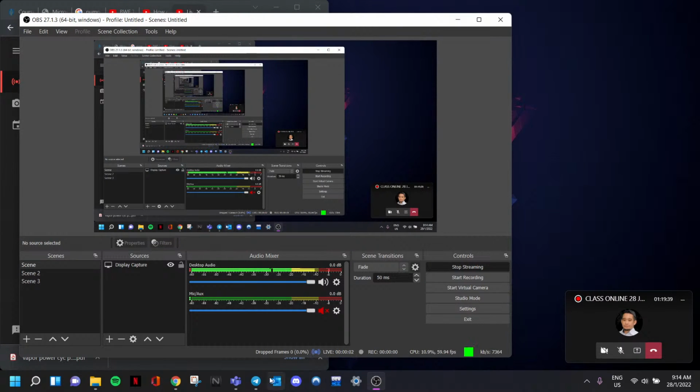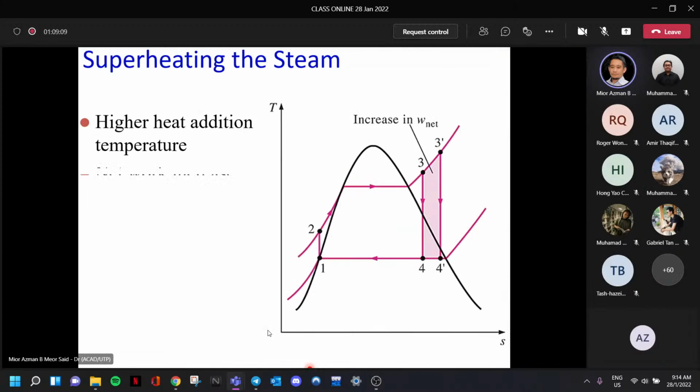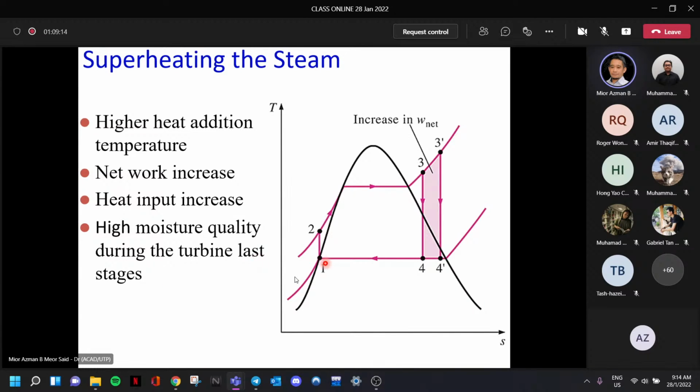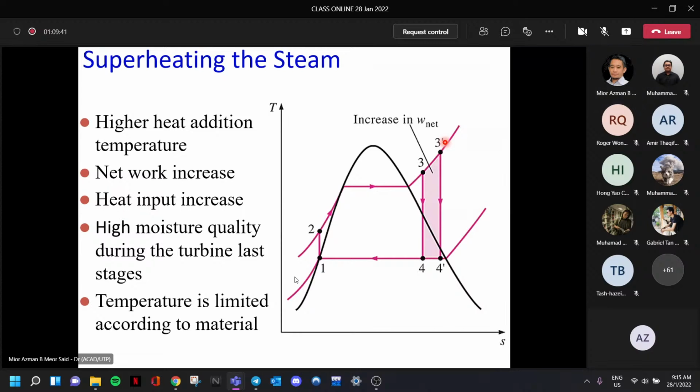You have a higher heat addition because you make a higher temperature, the net work increases, the heat input increases, and the moisture quality during the turbine last stage is high, right? Because here, state 4' has a higher moisture content compared to state 4 here. But temperatures, you cannot just increase the temperature up to your liking. I mean, like in the video it says that you need to be less than 600. Any material wouldn't stand more than 600 degrees Celsius.